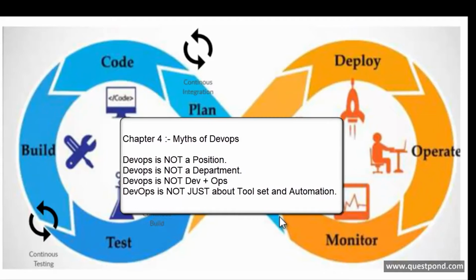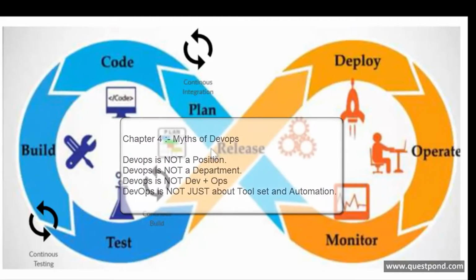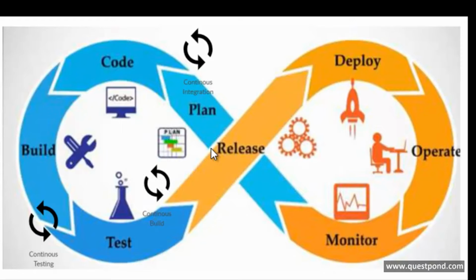No. DevOps is not about tool sets. DevOps is not about automation. DevOps is not dev plus ops, right? So DevOps is a working culture. We agreed on that, right? But now the next thing is, we need to work collaboratively. We need to work continuously. I think this word continuous is important.